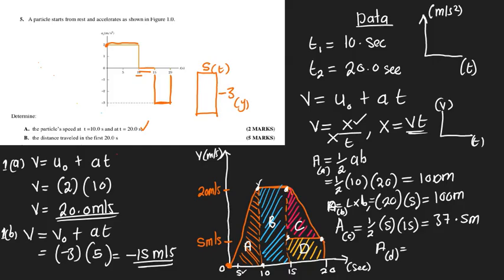Then I go to D, area D. Notice this is a small rectangle, so the distance from this point up to this point, we know that it is a 5. And then the distance from here to there is a 5 also. So I'm going to get 25 meters.